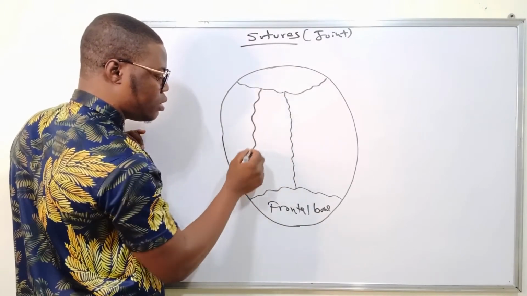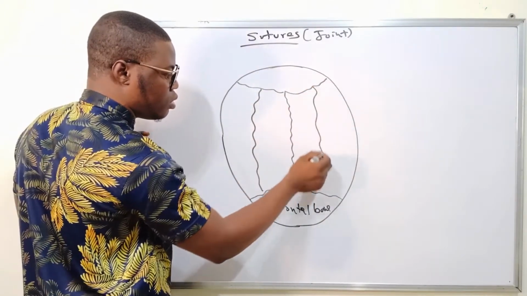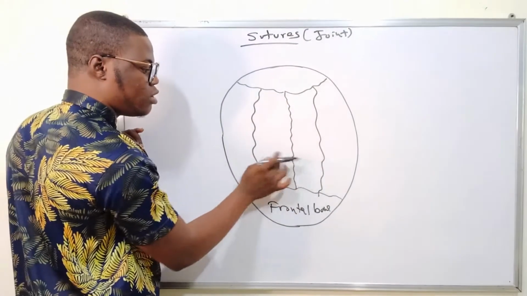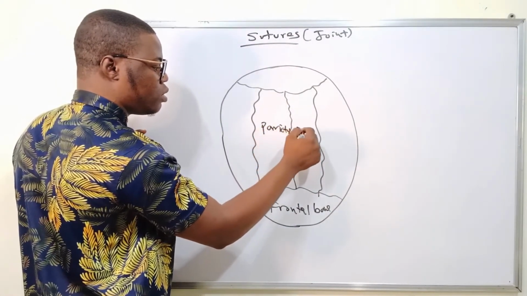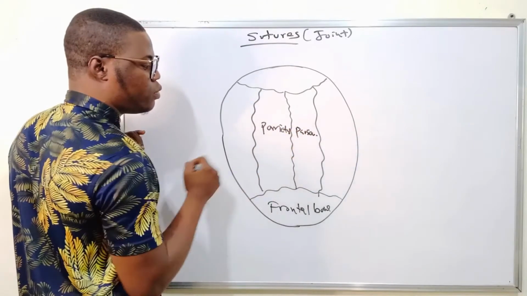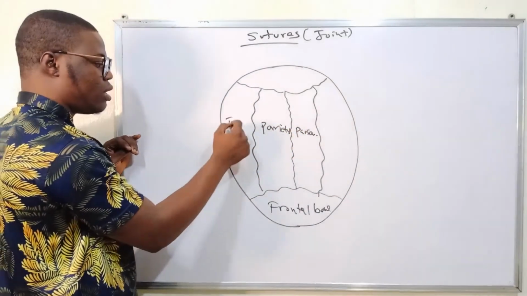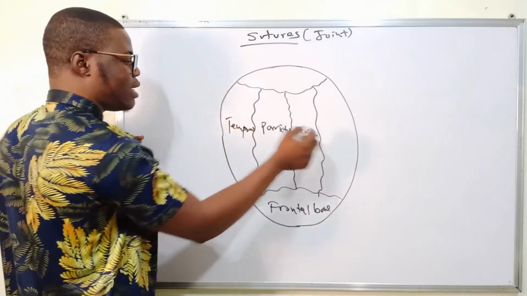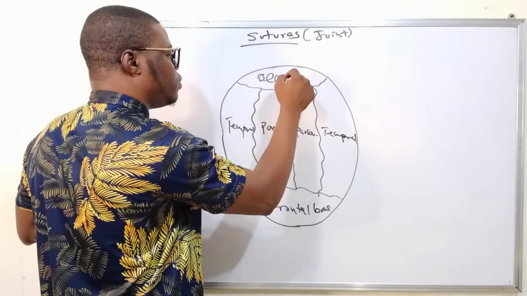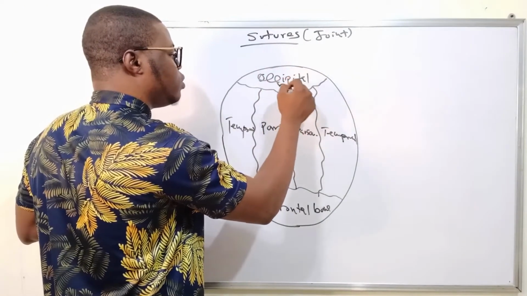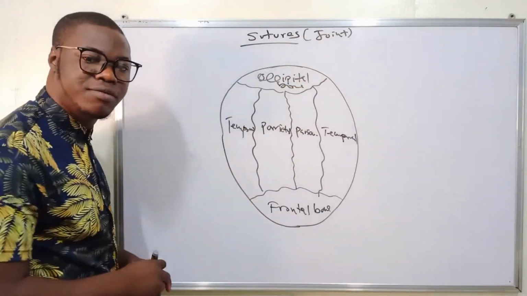Let's make it this way. So these two are superior and they are called the parietal bones. And now these two here, they are called the temporal by the side. Temporal. And here we have the occipital bone. Occipital bone. So these are the bones of the vault.